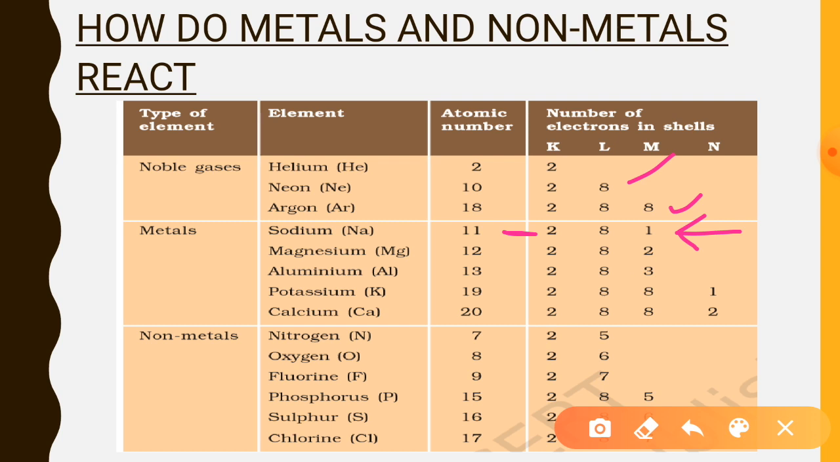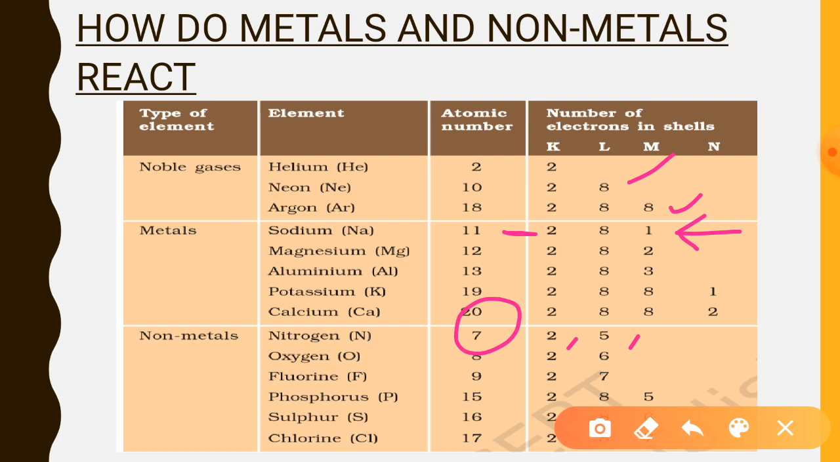Now we are discussing non-metals. The first one is nitrogen. Nitrogen has atomic number 7 and configuration is 2, 5. Its valence shell is L and has 5 electrons. So tell me, what will be easier, accepting 3 electrons or losing these 5?